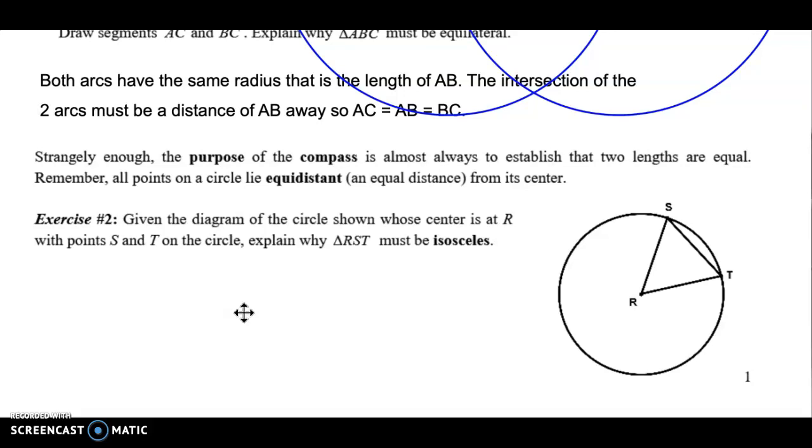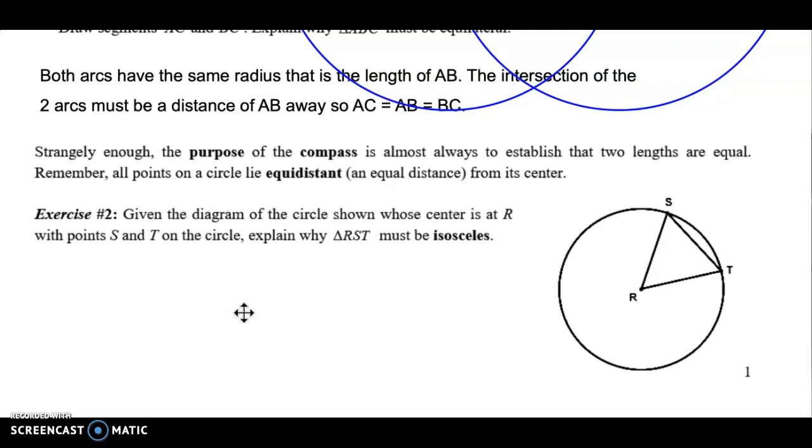Exercise 2, given the diagram of the circle shown whose center is at R with points S and T on the circle, they want me to explain why RST must be isosceles. Now try and remember what it means to be isosceles, right? How many sides does an isosceles triangle have that are congruent? An isosceles triangle has 2 sides that are congruent. Now which 2 sides are going to be congruent? RS is going to be congruent to RT.